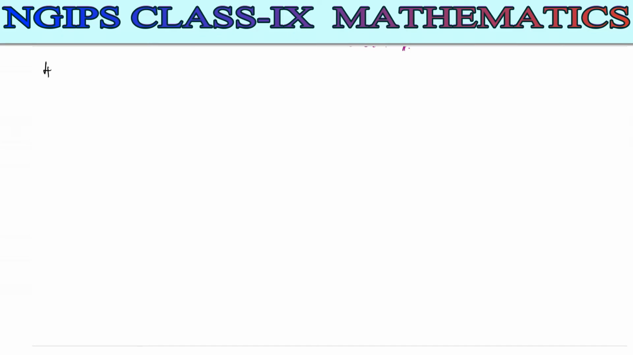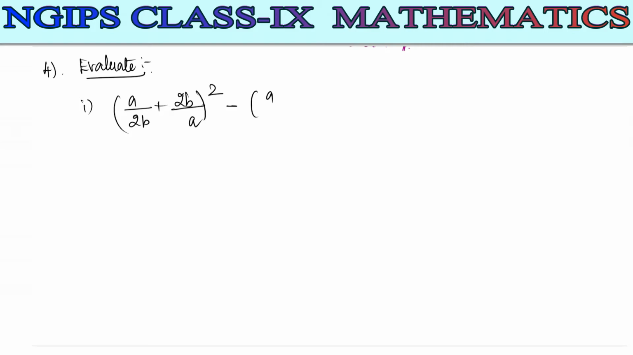The fourth main, here we need to evaluate. Here we have the expression: (a divided by 2b plus 2b divided by a) whole square minus (a divided by 2b minus 2b divided by a) whole square minus 4.